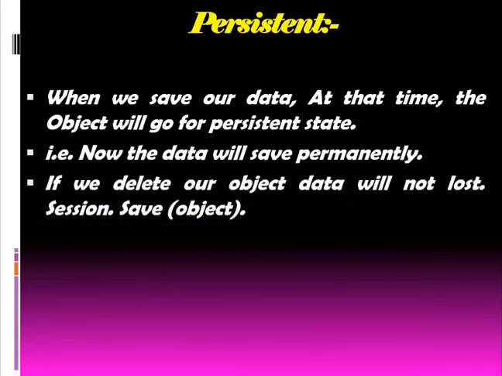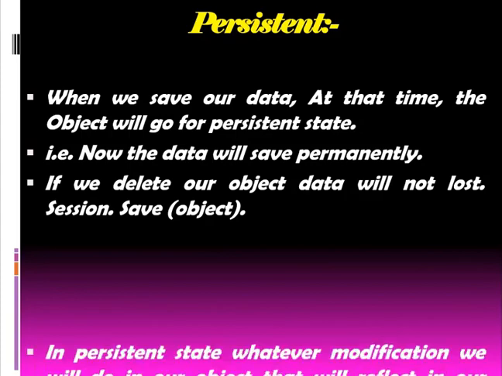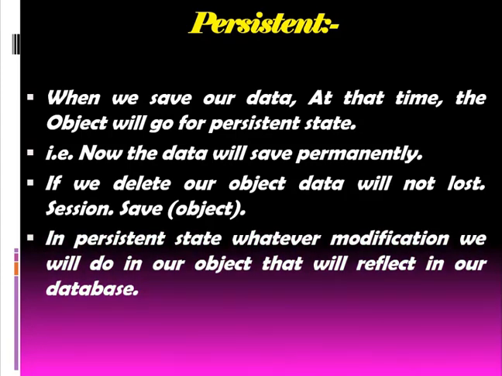If we delete our object from our program, or close our application or destroy our object, the data will not be lost, because the data is already saved using the session.save method. In the persistent state, whatever modification we do to our object will be reflected in our database.